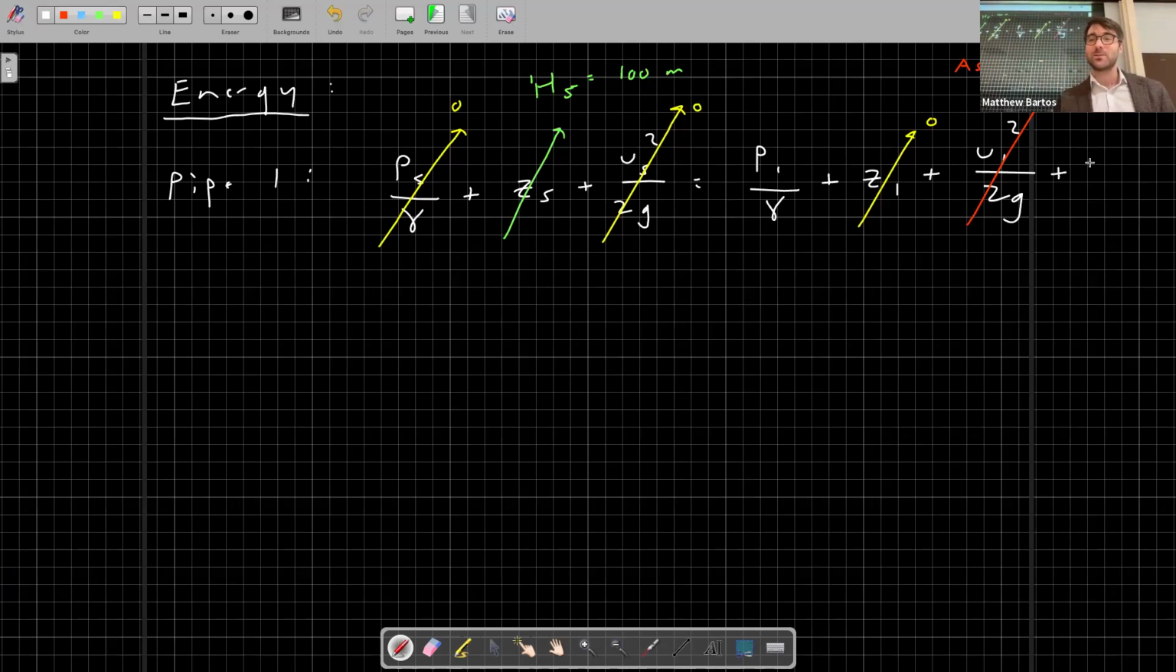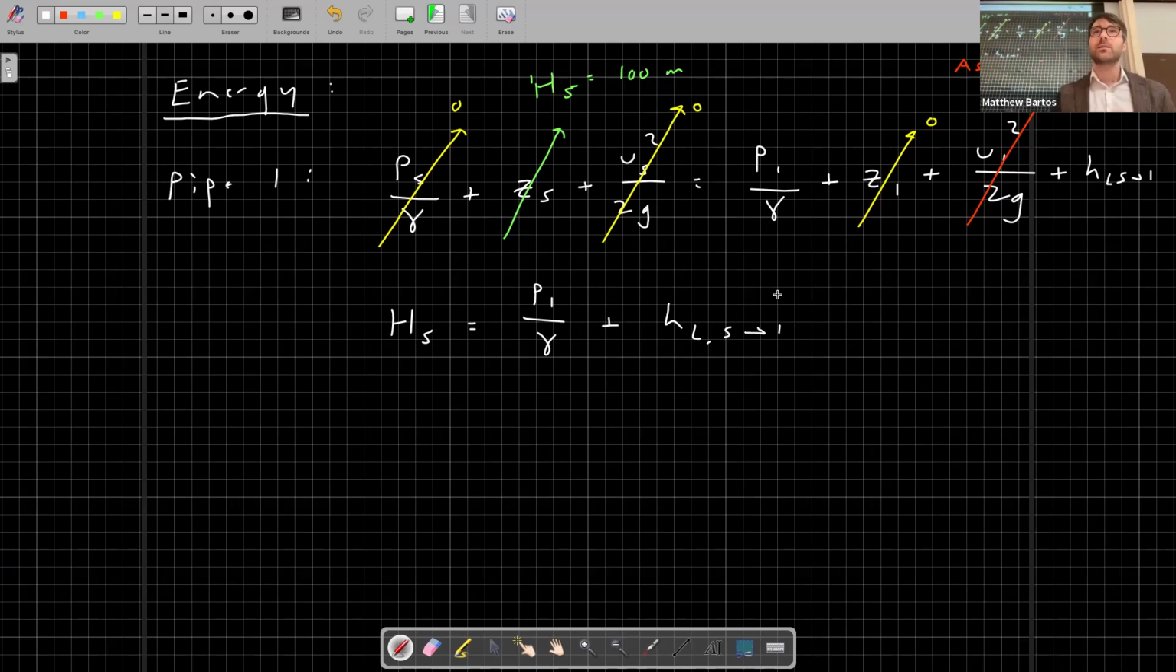So to the right-hand side of the equation, we have to add the head loss from 5 to 1. So we can rewrite this. This is now going to be H5 is equal to P1 over gamma plus the head loss from 5 to 1.